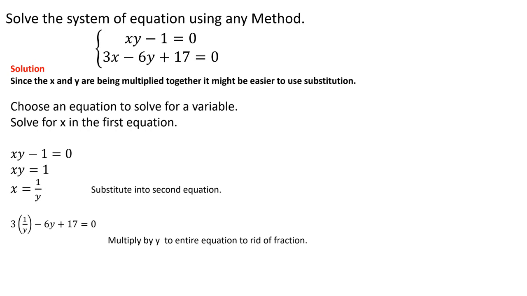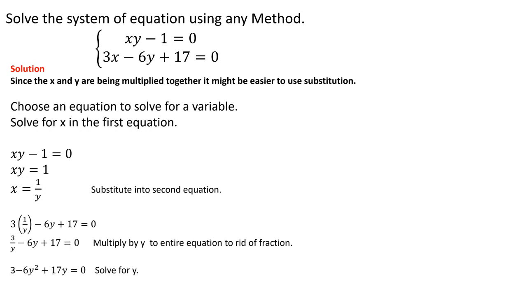All right, so I'm gonna go ahead and continue. Everywhere I see x in my second equation, I'm gonna plug in this value, 1 over y. So we have 3 times 1 over y minus 6y plus 17 equals 0. Okay, so let's go ahead and simplify. So here we have 3 over y minus 6y plus 17 is equal to 0.